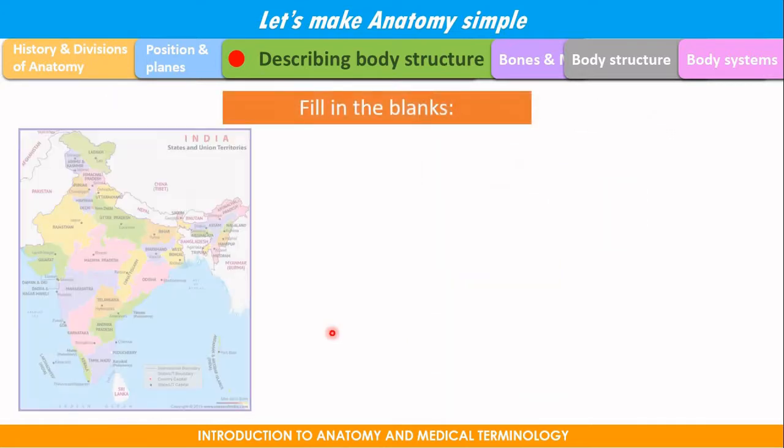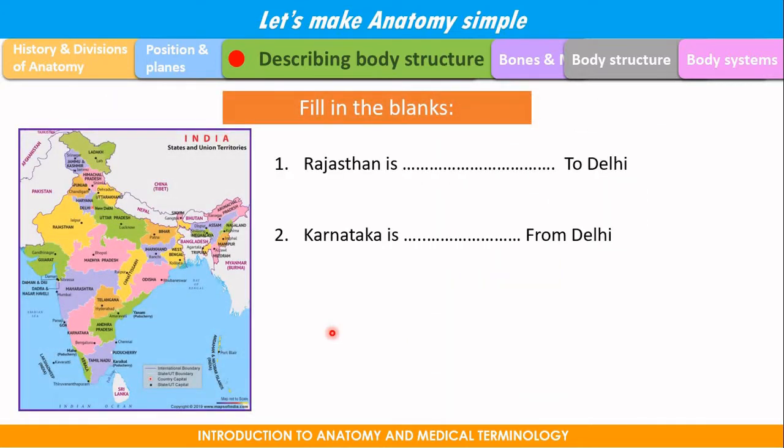And now it's the activity time. My dear students, just fill in the blanks. Number one, Rajasthan is dash to Delhi. Number two, Karnataka is dash from Delhi. The options are in proximity and at a distance. You very well know that Rajasthan is very close to Delhi and Karnataka is away from Delhi, that is, at a distance from Delhi. So the answer is Karnataka is at a distance from Delhi and Rajasthan is in proximity to Delhi.